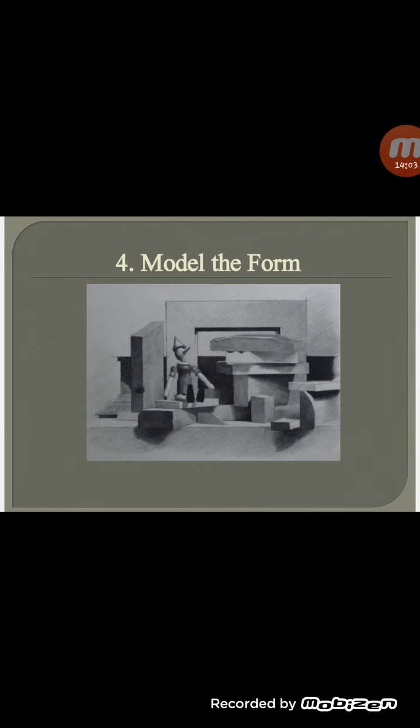Model the form. This step always takes him by far the longest: modeling the form, creating smooth transitions and even tones. At this point, he began using a charcoal pencil to get the deepest blacks. The tone started out very black, but he gradually lightened it with repeated application of the kneaded eraser.